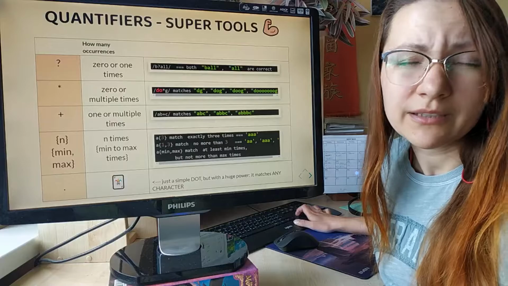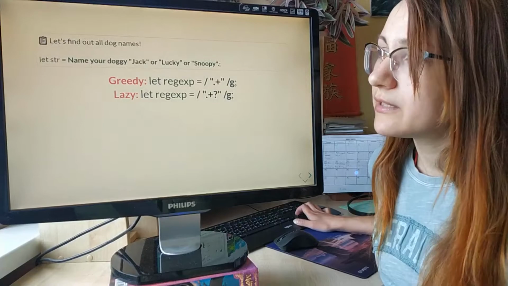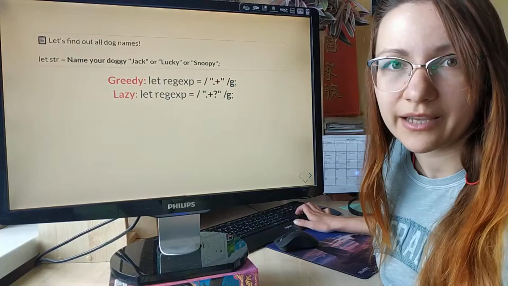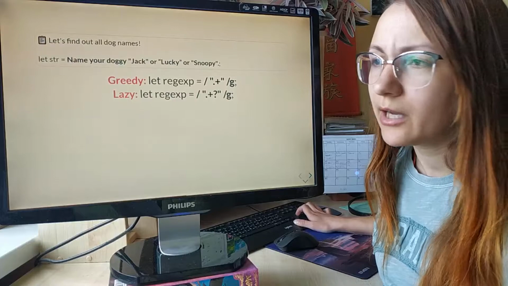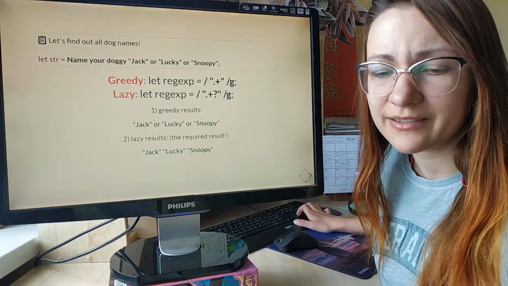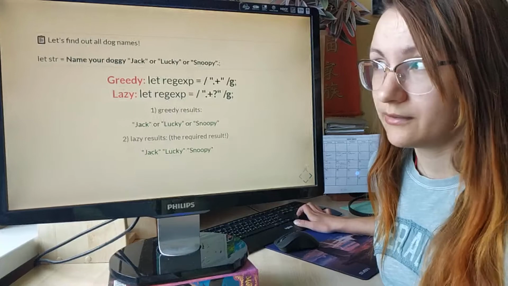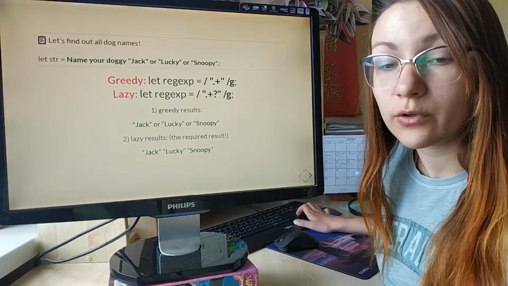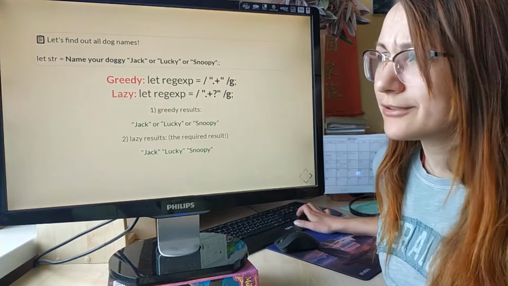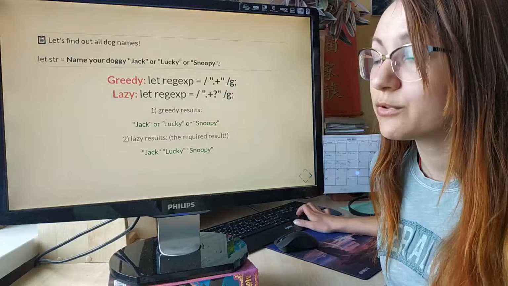Okay, so let's see the difference between greedy mode search and lazy mode search. We have a simple sentence like here, and we want to take from this sentence the dog names in double quotes. It's an example. We have two regular expressions, and we have two different results. So why does it work like this? We have a pattern with the characters dot and plus sign. It denotes any single character except a new line, allowed to occur one or multiple times. So in the greedy case, the regular expression just adds one character after another to the match without stopping. It only stops when it reaches the end of the string.